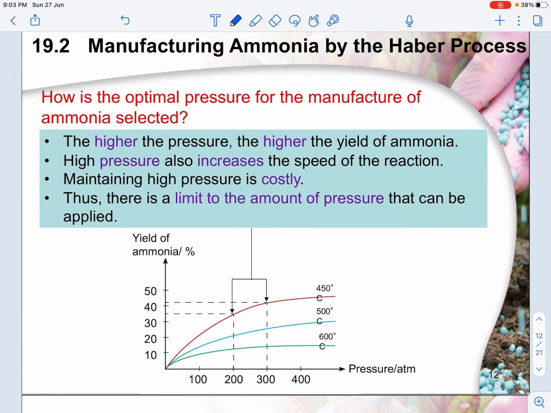How is the optimal pressure for the manufacture of ammonia selected? The higher the pressure, the higher the yield of ammonia. Higher pressure will also increase the speed of reaction, as in the chapter on speed of reaction. Maintaining high pressure will help to push the production yield. However, having high pressure is very costly because you need specialized equipment to contain the pressure. At the same time, there is also a limit to the amount of pressure that can actually be applied.